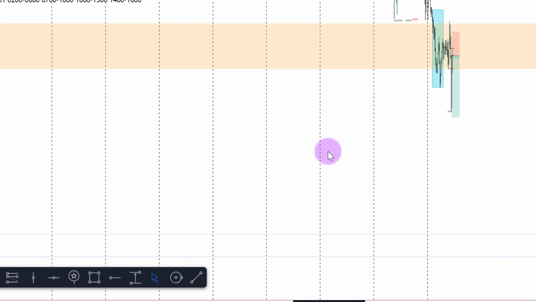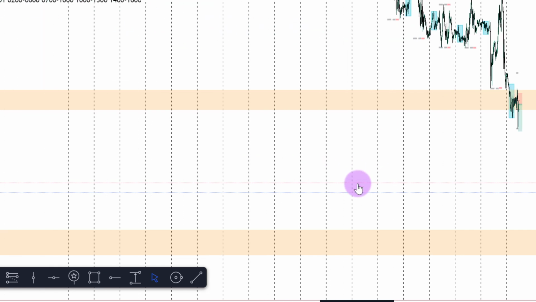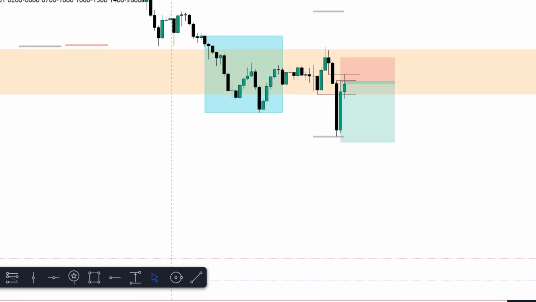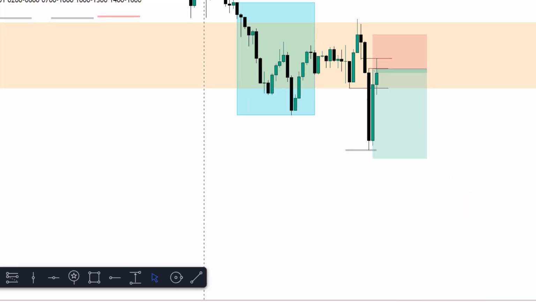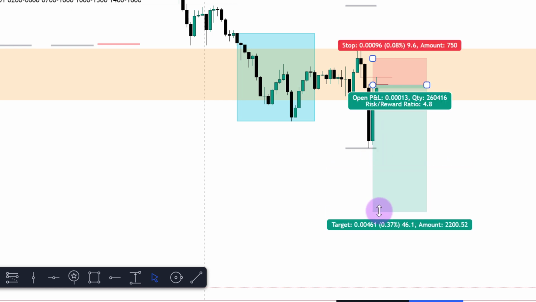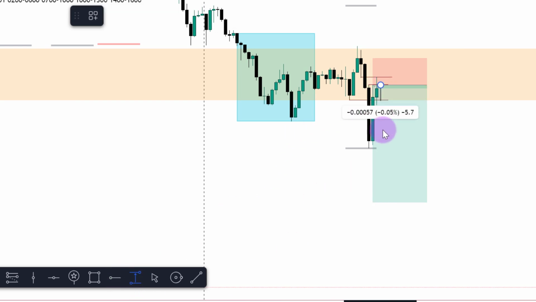What is the next draw on liquidity? The next draw on liquidity would be the previous old low that was created, all right, the immediate low that was created, and also the higher time frame, the 1 hour, the 4 hour, the daily time frame draw on liquidity. So if we just do this, and we are targeting 1:4, that will be around 40 pips, because we are risking 10 pips. You can see that is 42 pips.